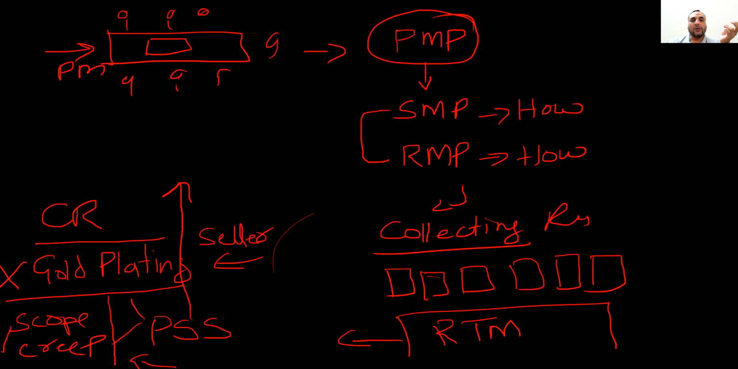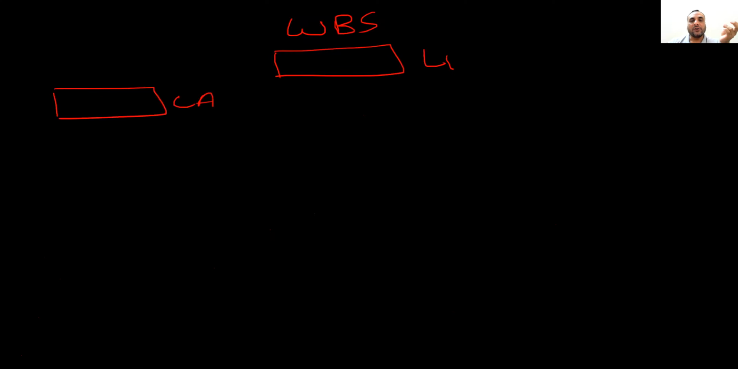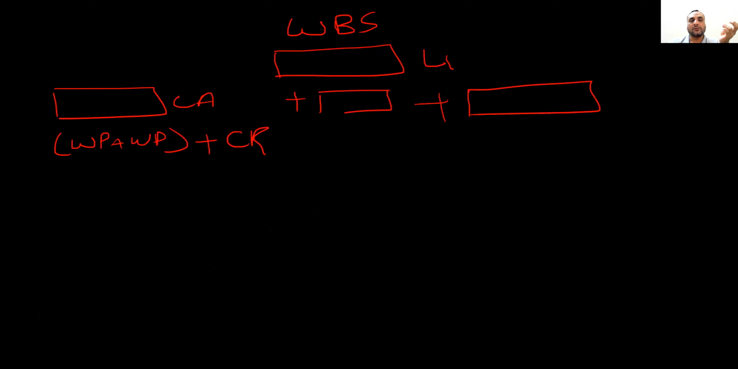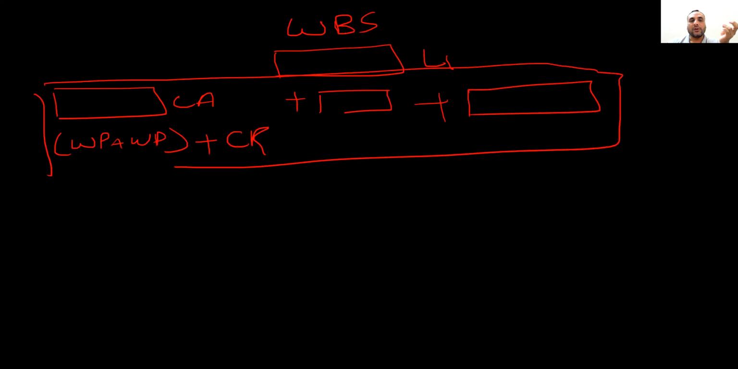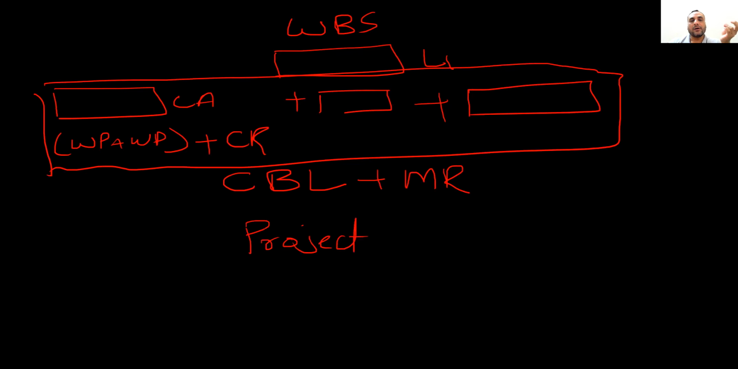We create a document called work breakdown structure. The first level of work breakdown structure is the project. The second is control accounts, and what is a control account? All work packages plus contingency reserves. And when we add all control accounts, what does it become? It becomes the cost baseline. And in the cost baseline, we add what? Management reserves. It becomes the project budget.